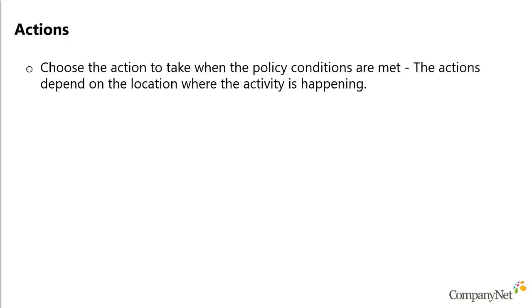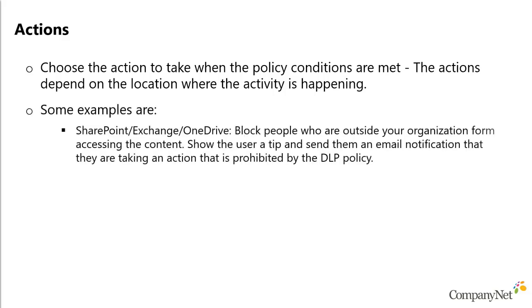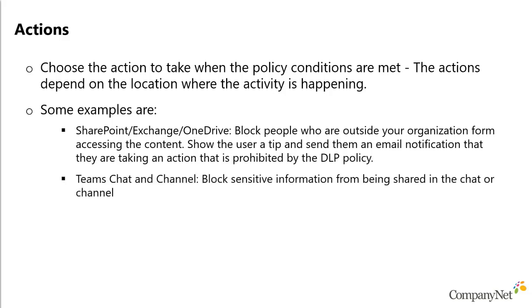Choose the action to take when the policy conditions are met. The action depends on the location where the activity is happening. Some examples: SharePoint, Exchange, OneDrive, block people who are outside your organization from accessing the content. Show the user a tip and send them an email notification that they are taking an action that's prohibited by the DLP policy. So again, that's a great way of carrying out an action that blocks and protects us, but then we're educating as well. We're letting people know that, okay, this is blocked because of this reason. And they learn from that, they move on, they find better, more efficient ways of sharing that information if it needs to be shared. So a great scenario there. Let's look at the next one. Teams chat and channels.